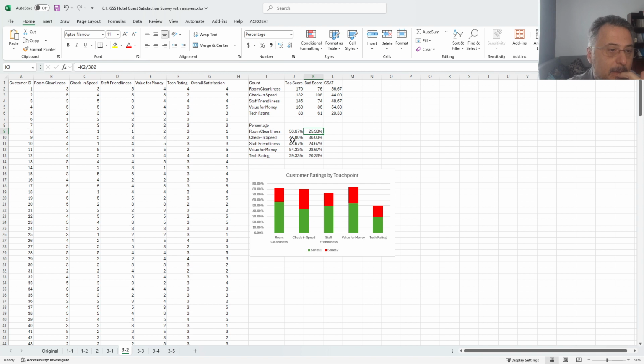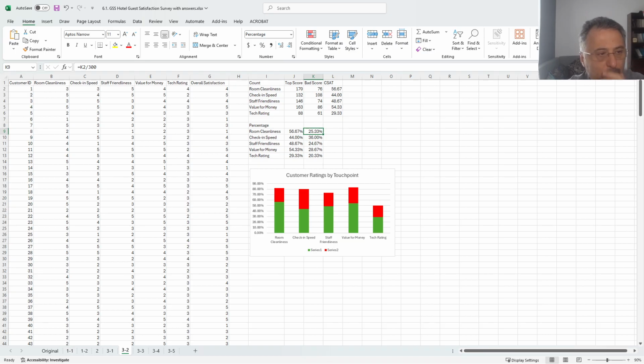So in this case, we can say that check-in speed is underperforming overall, with a low percentage of positive ratings and a high percentage of negative ones. It is a clear candidate for process optimization, such as streamlining procedures or adding staff during peak times. Whatever maybe needs to be done to fix this issue. That's an issue basically. Okay, so let's be sure of that.